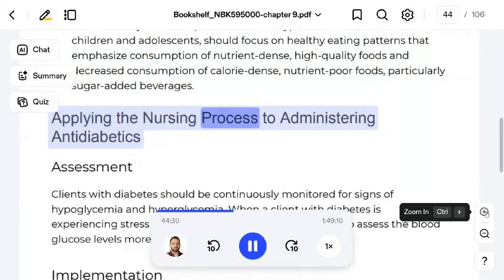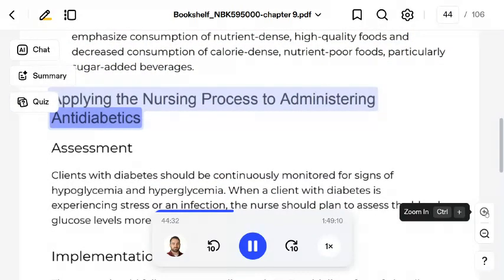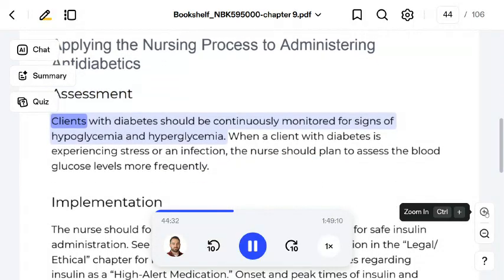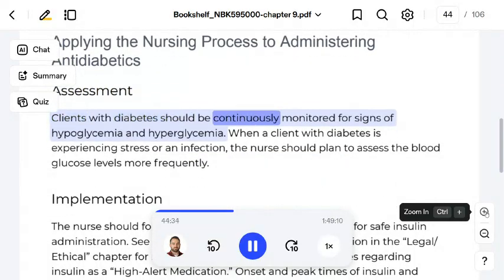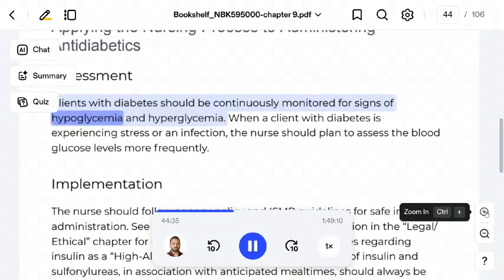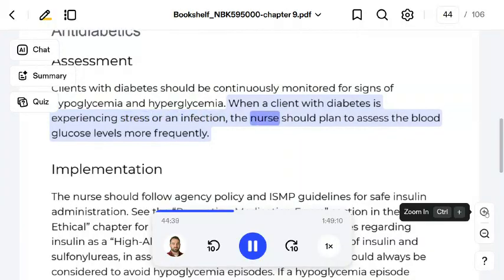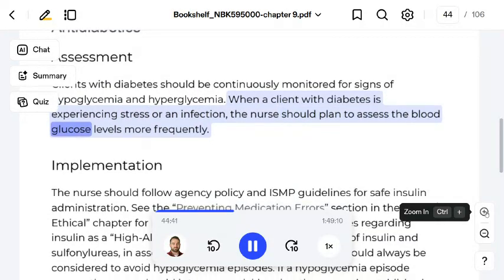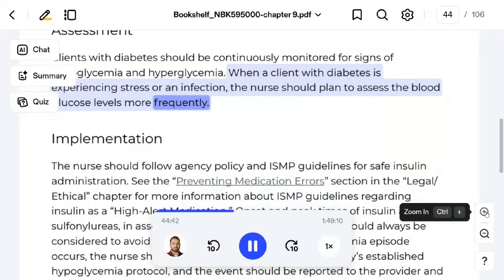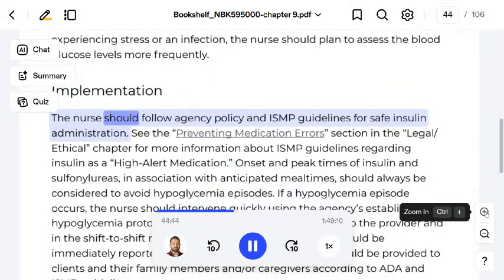Applying the nursing process to administering antidiabetics. Assessment. Clients with diabetes should be continuously monitored for signs of hypoglycemia and hyperglycemia. When a client with diabetes is experiencing stress or an infection, the nurse should plan to assess the blood glucose levels more frequently. Implementation. The nurse should follow agency policy and ISMP guidelines for safe insulin administration.